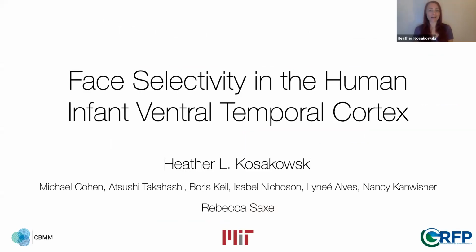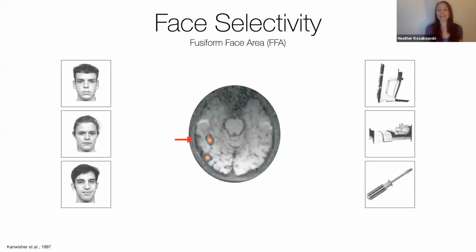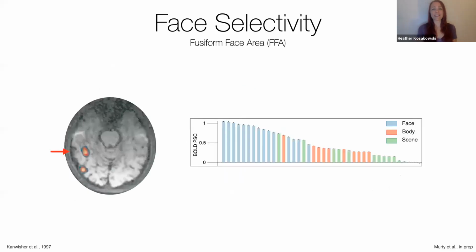My name is Heather, and I'm going to tell you about the human infant brain. Virtually all healthy human adults have an area in the ventral temporal cortex that responds more to faces than to objects. In fact, the fusiform face area responds more to faces than any other stimulus category.